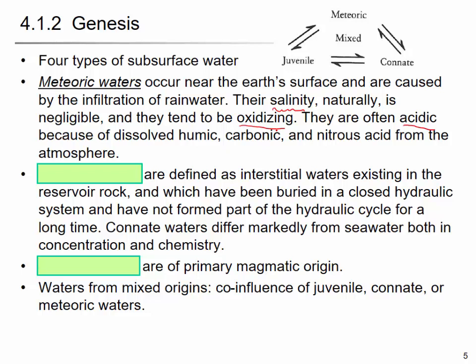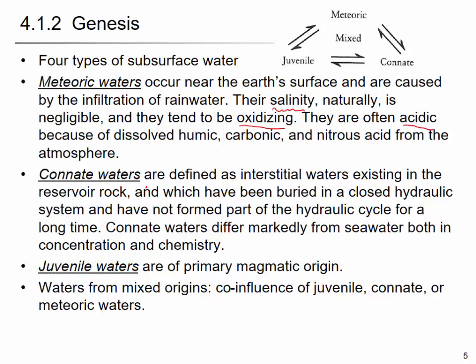And the second category is the connate water. Connate water is the water which has been buried in a closed hydraulic system and has not formed part of the hydraulic cycle for a long time. If you think about forming the sedimentary rock, you will have sediment flowing from the river, and it will settle down, and it's going to be thicker and thicker, right? Because you keep having solids coming in. And imagine that the pore water has not been circulated, it didn't move, and it was just there for a long time, and it gets very deep, and then it becomes connate water. So it is different from the sea water.